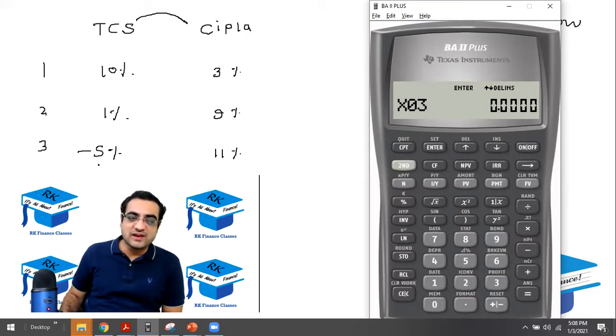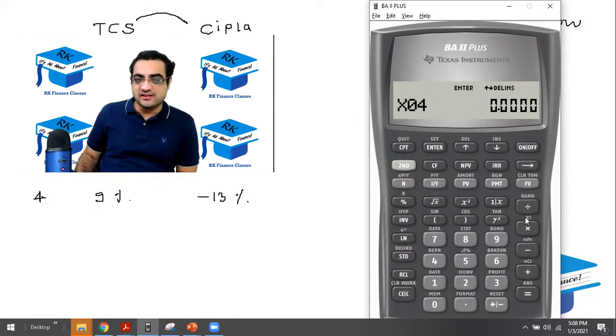Third value is 5 with a negative sign. Enter, and for Y it's 11. So scroll down and for Y, 11, enter. Okay. Fourth value, it's 9 and minus 13. So 9 and enter, downward key, and 13 with a negative sign and enter.